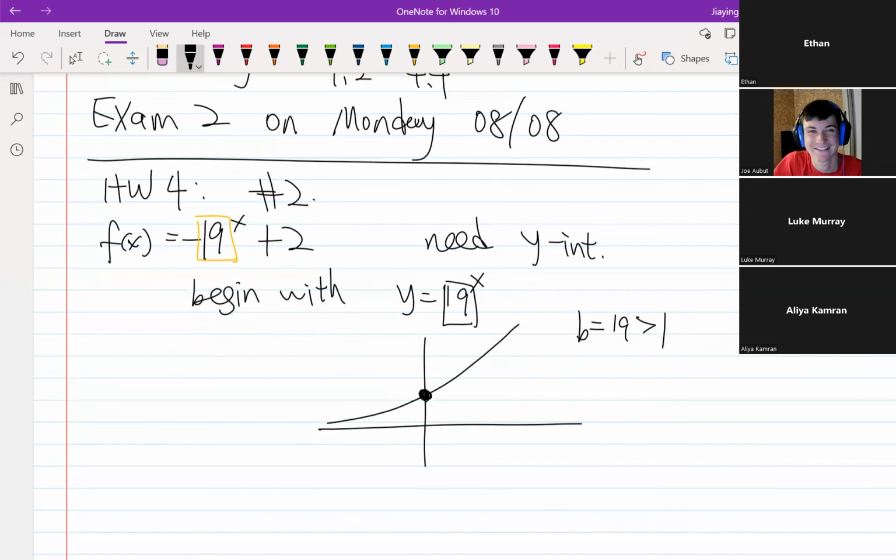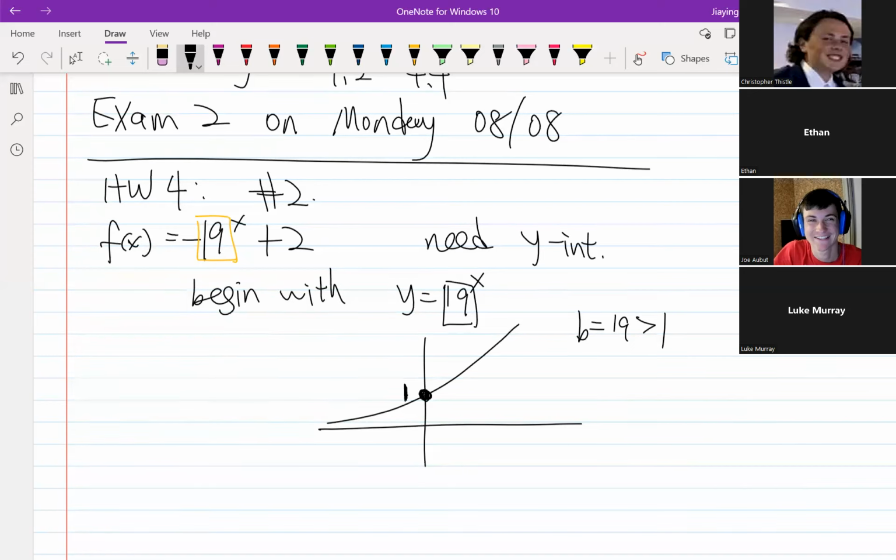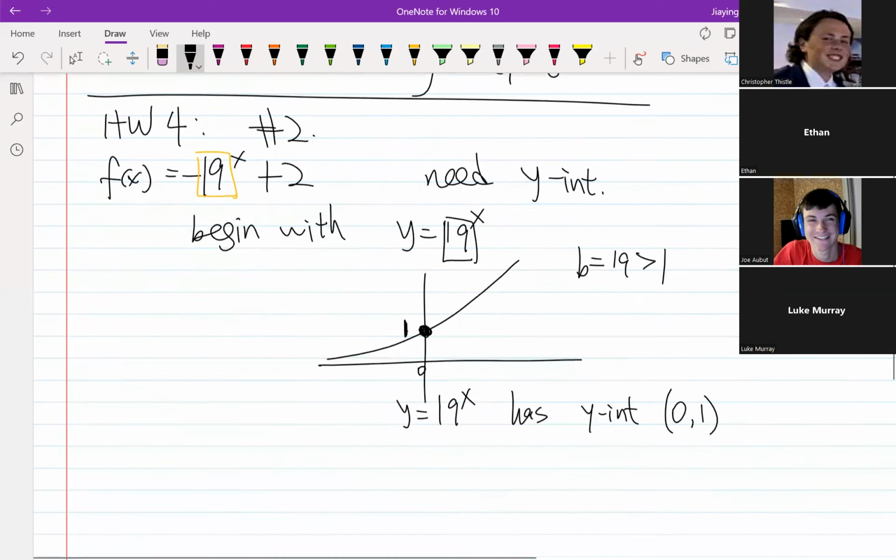Suppose we don't know what it is. We can plug in x equals 0. If we put 0 there, 19 to the 0 gives me 1. So the y-intercept is at y equals 1. So y equals 19 to the x has y-intercept, sorry, not 1, 0, but 0, 1, because x equals 0 here, y equals 1.